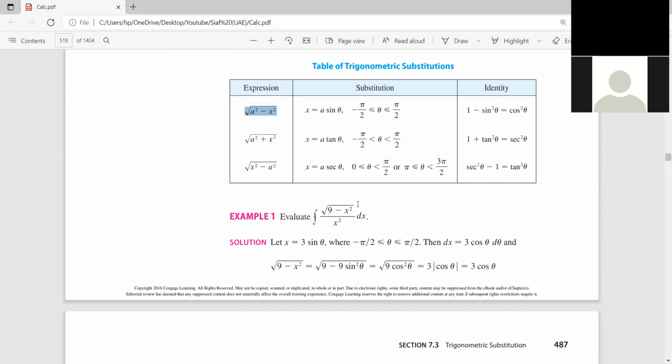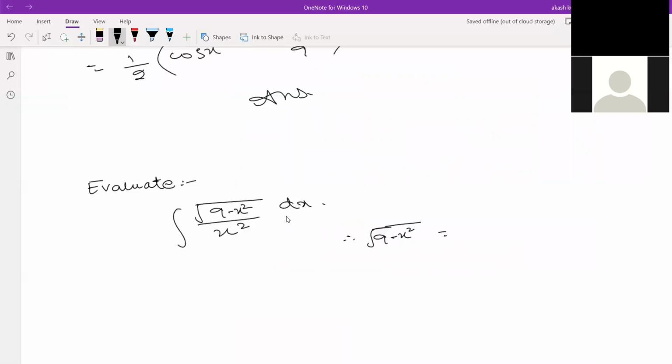Our 9 minus x square is similar to this. Now we have to identify what our a is. It's similar to a square minus x square. Now can I write 9 in this form? 3 square minus x square. So my a square is 9 here, and my a is 3 here.